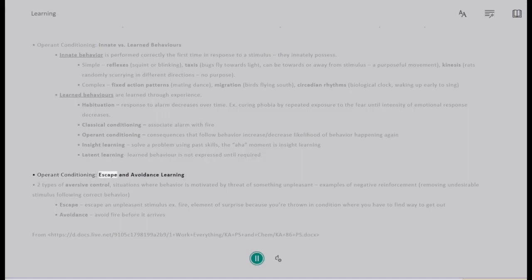Operant conditioning: escape and avoidance learning. These are two types of aversive control, situations where behavior is motivated by the threat of something unpleasant. They are examples of negative reinforcement, removing an undesirable stimulus following correct behavior. Escape an unpleasant stimulus, for example fire: there's an element of surprise, because you're thrown into a condition where you have to find a way to get out. Avoidance: avoid the fire before it arrives.